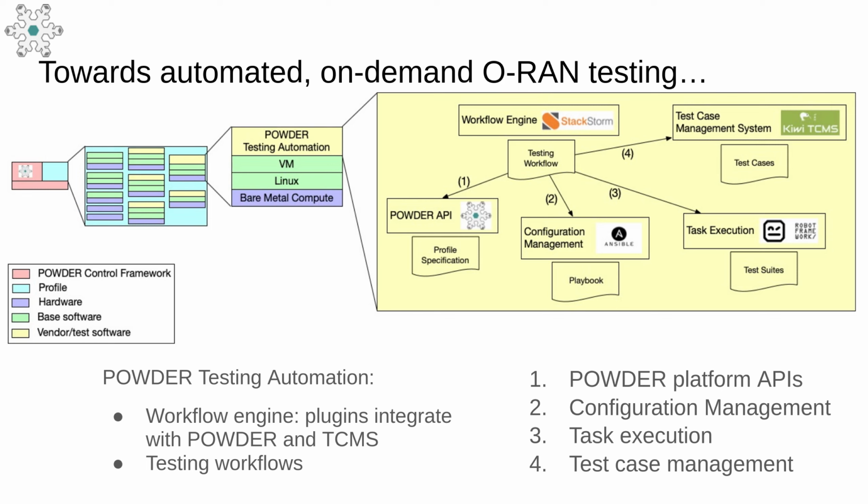So a testing workflow would typically look like this. The Powder Platform APIs are called through the Stackstorm Powder plugin to create experiments from existing building block profiles or new building block profiles, according to the profile specification.